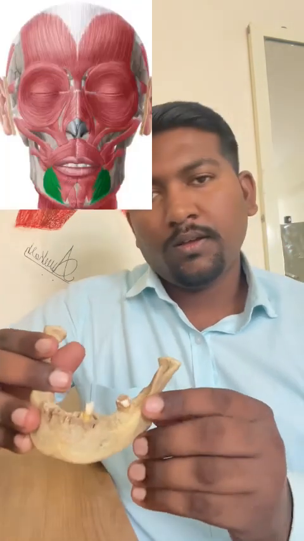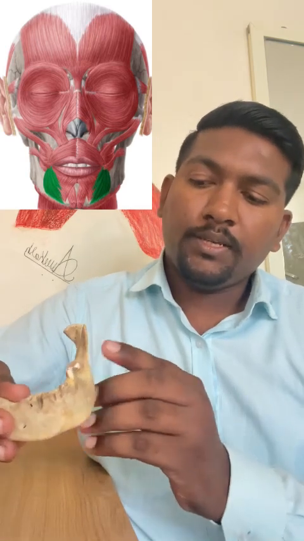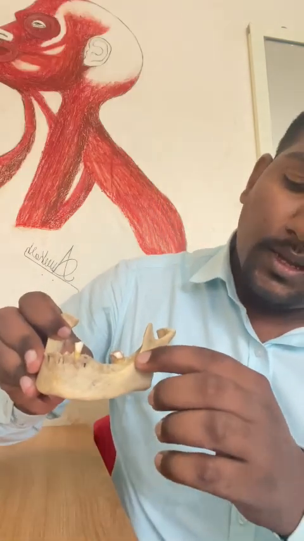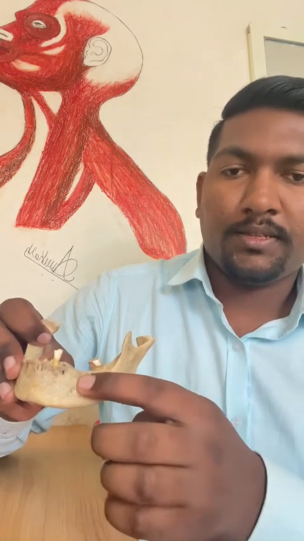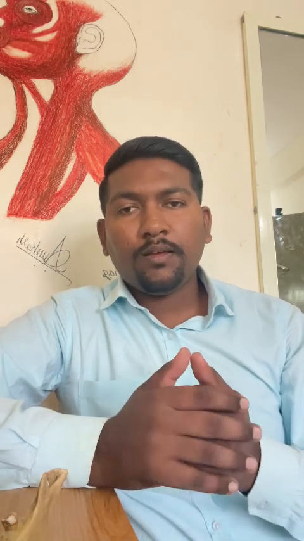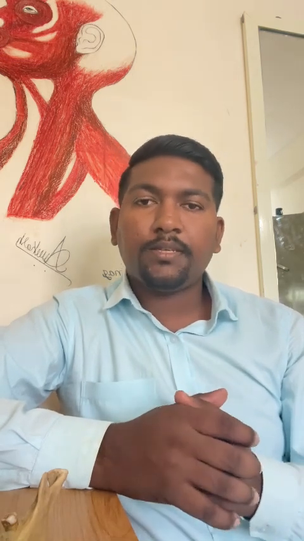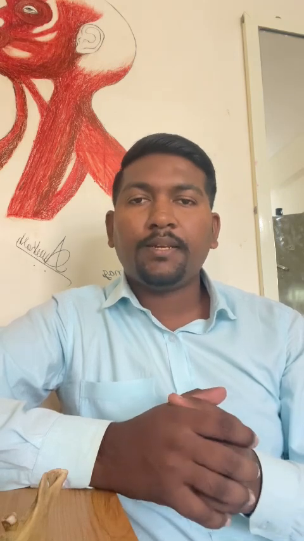And another muscle is the depressor anguli oris, which originates from this oblique line. It arises from the oblique line, here only this part, and is inserted into the integument of the angle of the mouth. The mentalis, depressor anguli oris, and depressor labii inferioris are supplied by the facial nerve.